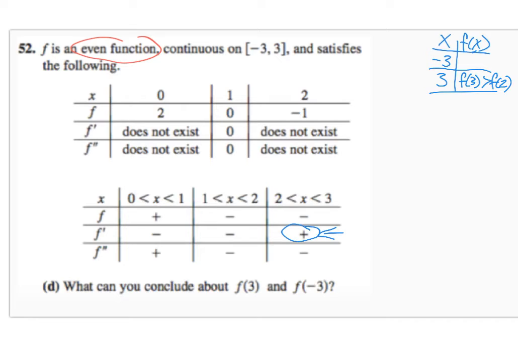I'm also going to use that going backwards because this is an even function. That means we're symmetric. That f of -3 is going to be greater than f of -2, and that those two values are also going to be equal. So just to kind of keep that in mind.